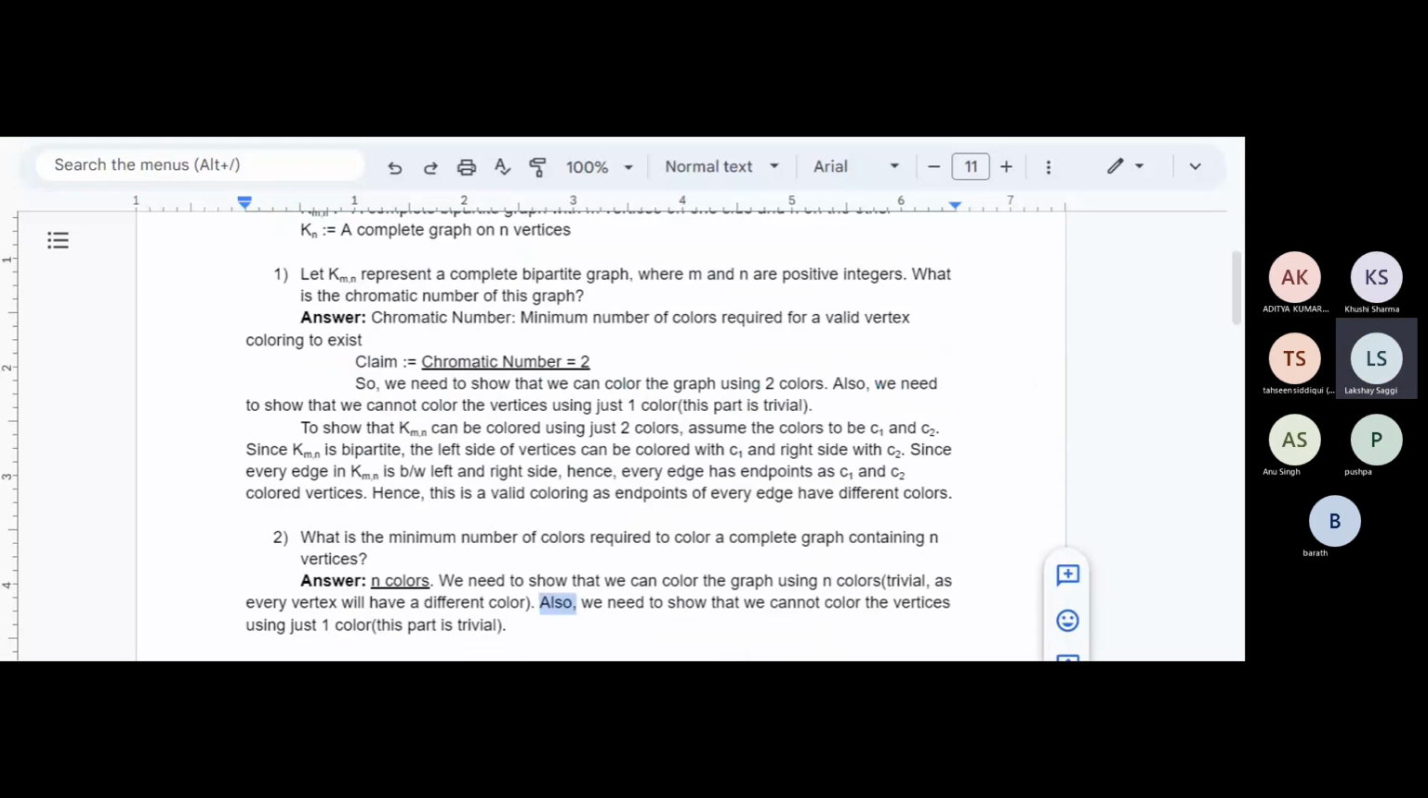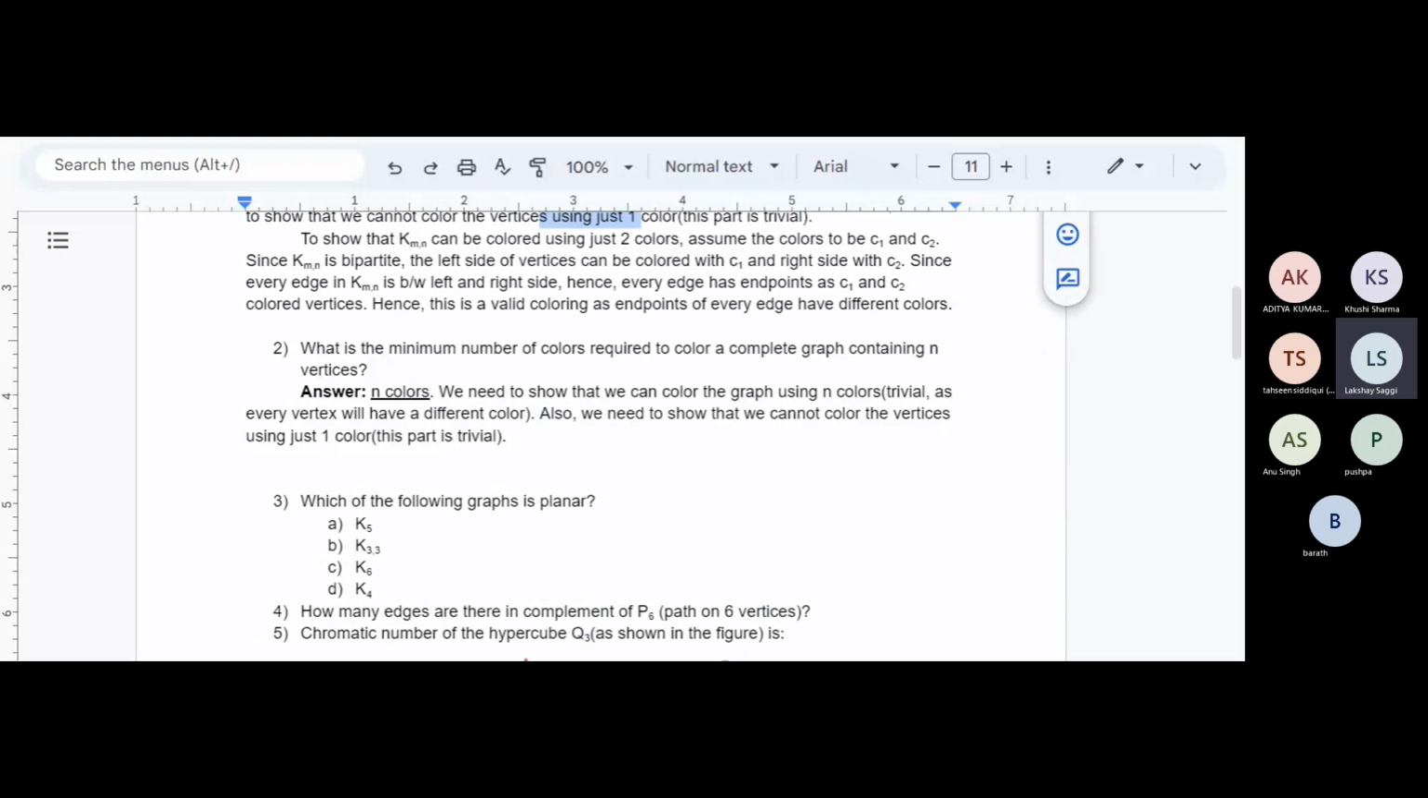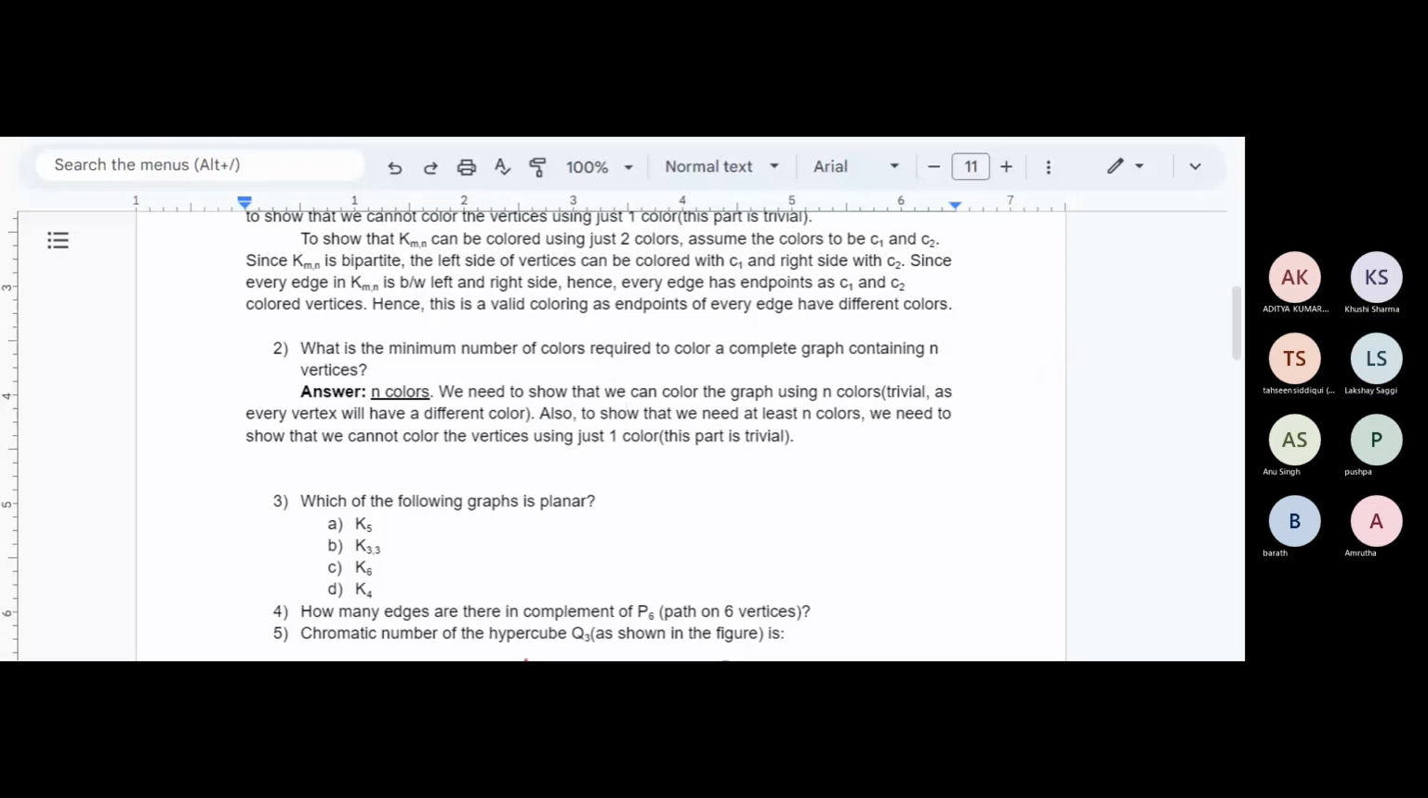So here, in this first question, the trickier part was to show the coloring using just two colors, but showing that this was the minimum was not too difficult, because the claim was it cannot be colored using one color. Here in the second question, the roles have reversed. Having a valid coloring using n colors is trivial, but the part where we need to show that this is the minimum possible will require some sort of proof. So now we need to show that we need at least n colors.